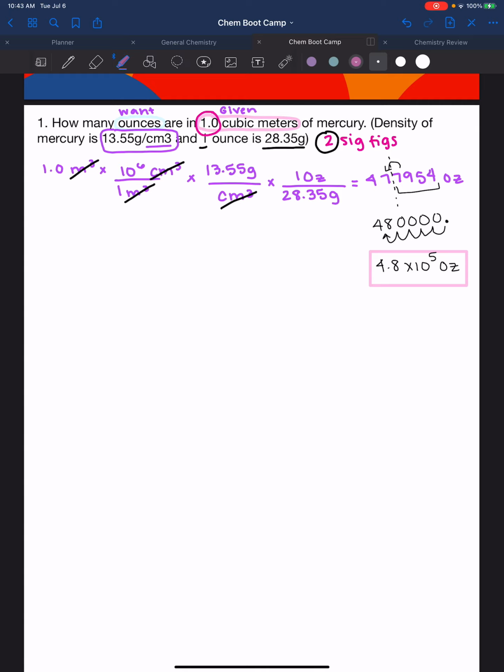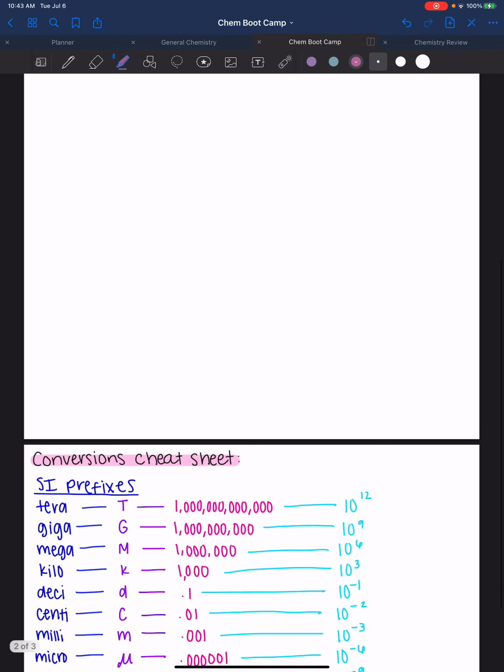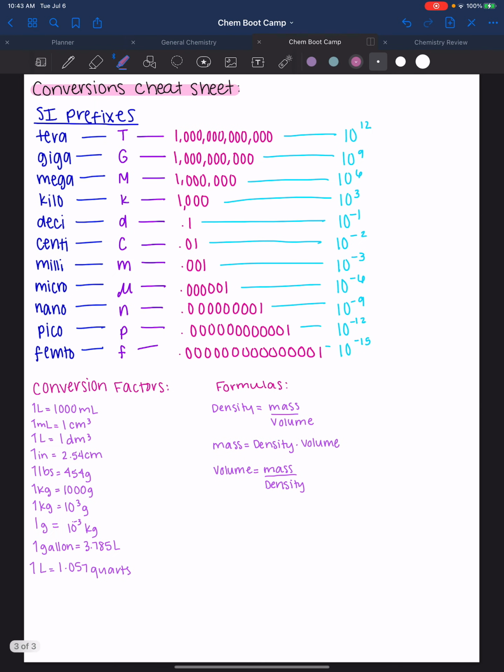Other than that, that's pretty much all I had for you guys. Again, I have this little cheat sheet that I used in the fall. It really helped me out while working these problems. It helped me memorize Tera to Femto because you have to memorize those. It's just something that you have to know.